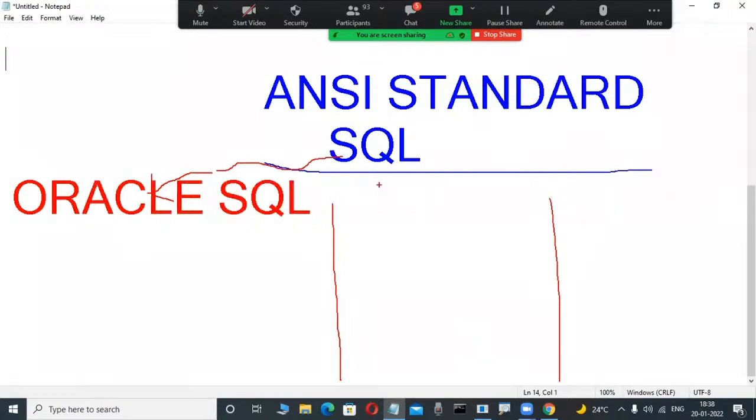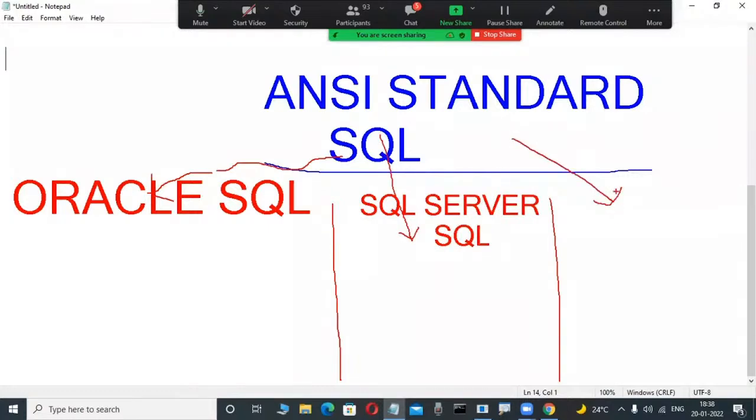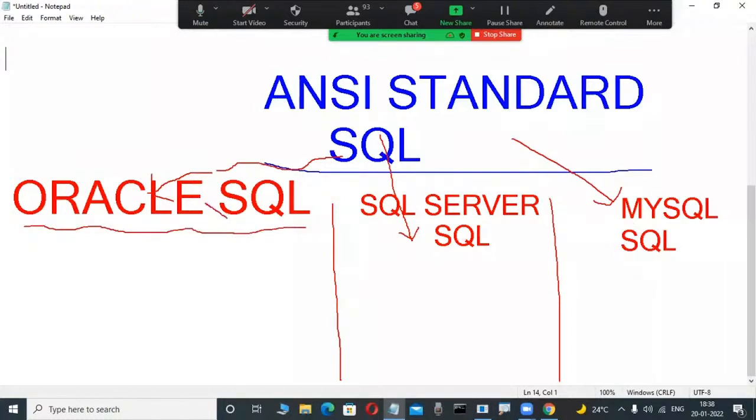So many fellows don't know that. Again, observe here. SQL Server, a Microsoft product, created their own SQL from this ANSI standard, called SQL Server SQL. Again, MySQL created their own SQL language from this ANSI standard, called MySQL SQL. That's why in our class we are learning Oracle SQL.